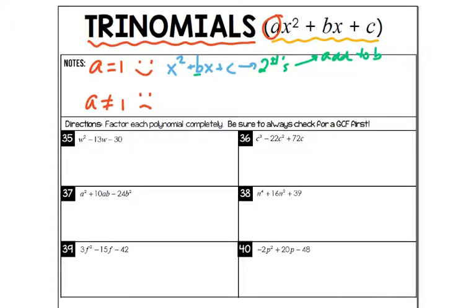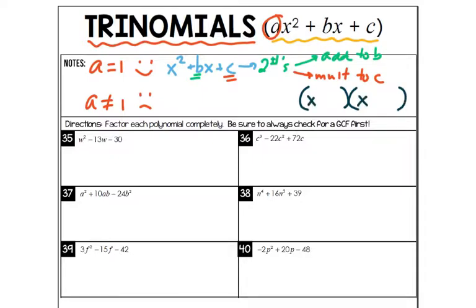And b is right here. Whatever that number is adds to give you b and multiplies to give you c, right over here. So find those two numbers, and that will help you with your factoring.